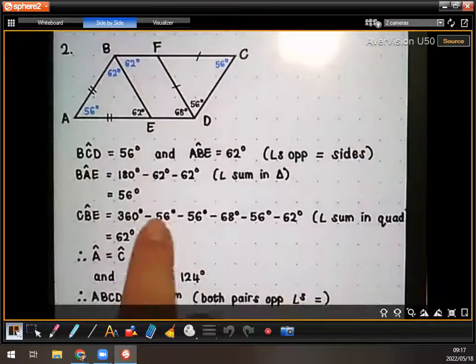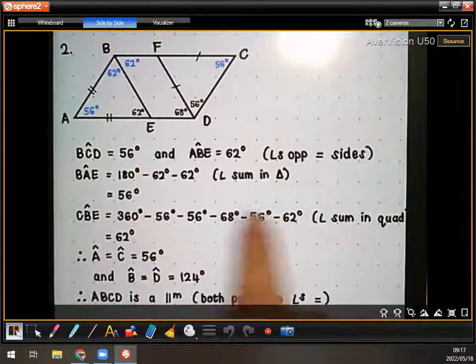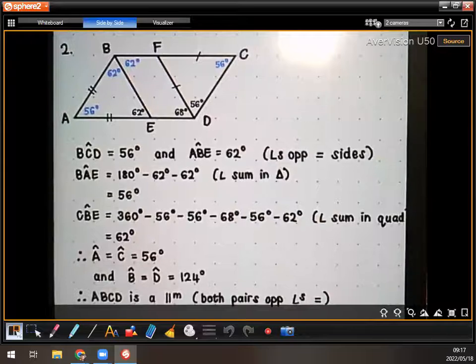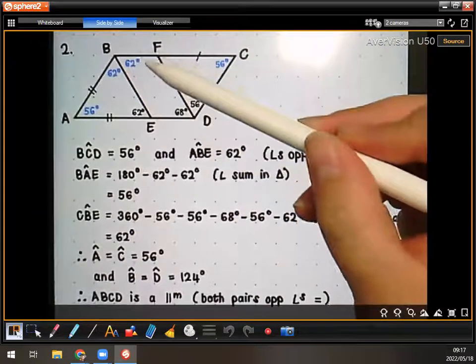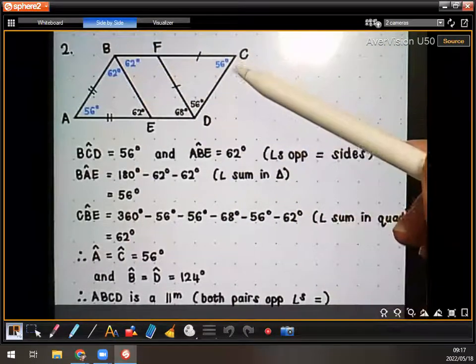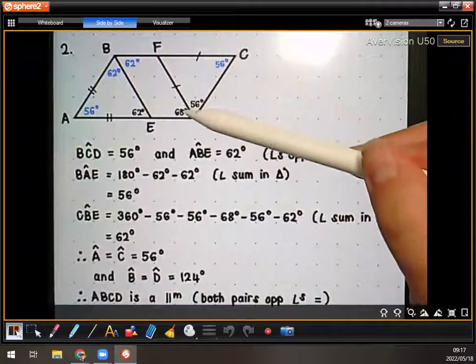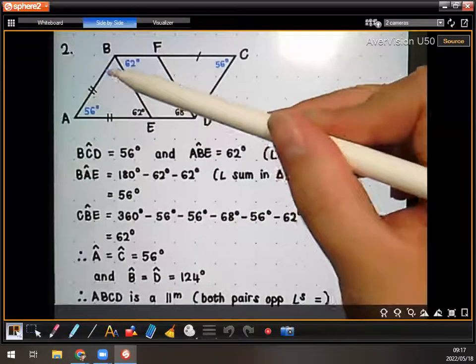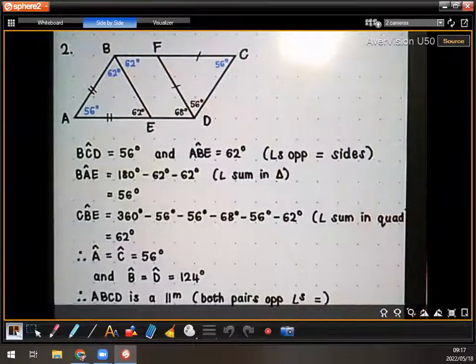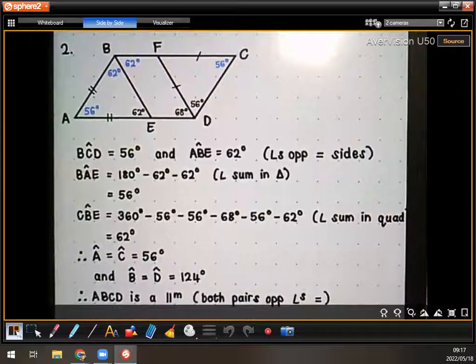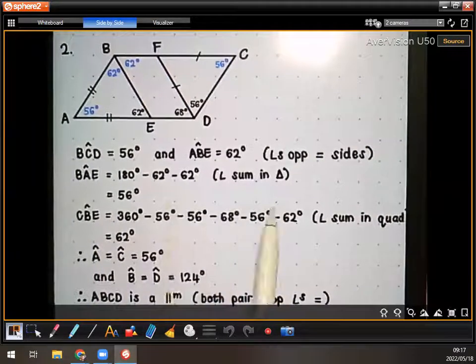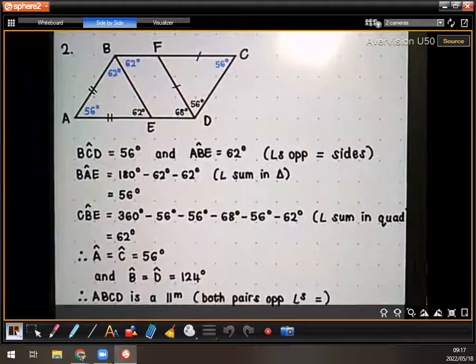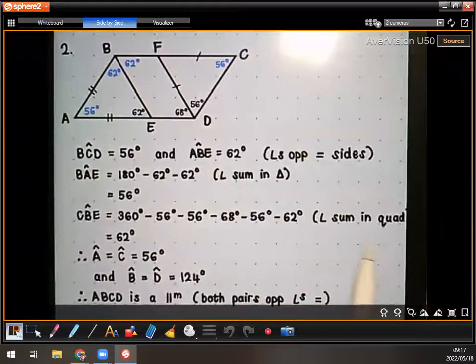So that is this whole long working that I did here. Just to show you that to find angle CBE, you could do 360 minus 56, minus 56, minus 68, minus that 56, minus that 62, and you'll get 62 there. So guys, this long work, you don't actually have to write down. You can just do it on the calculator, that's fine. What you do have to have is the reason angle sum in quad if you're using that.